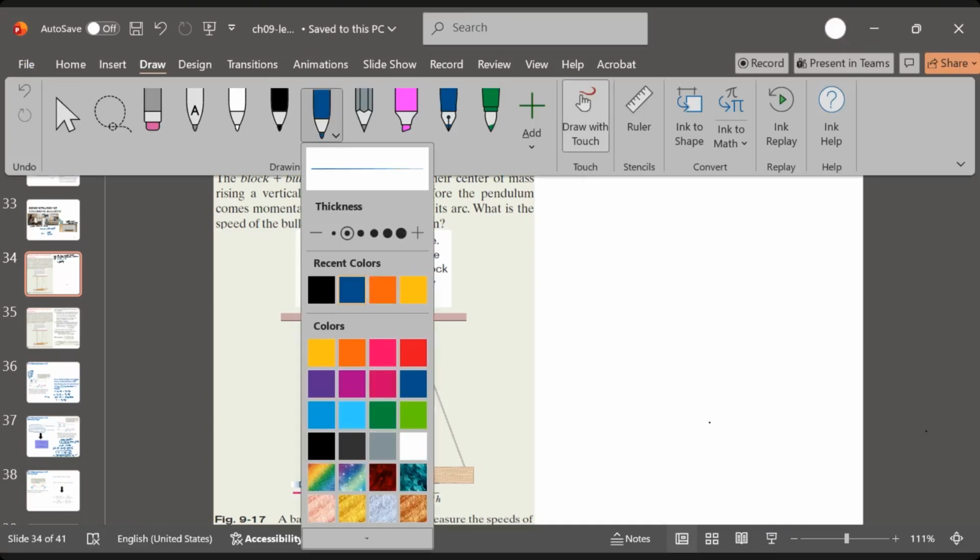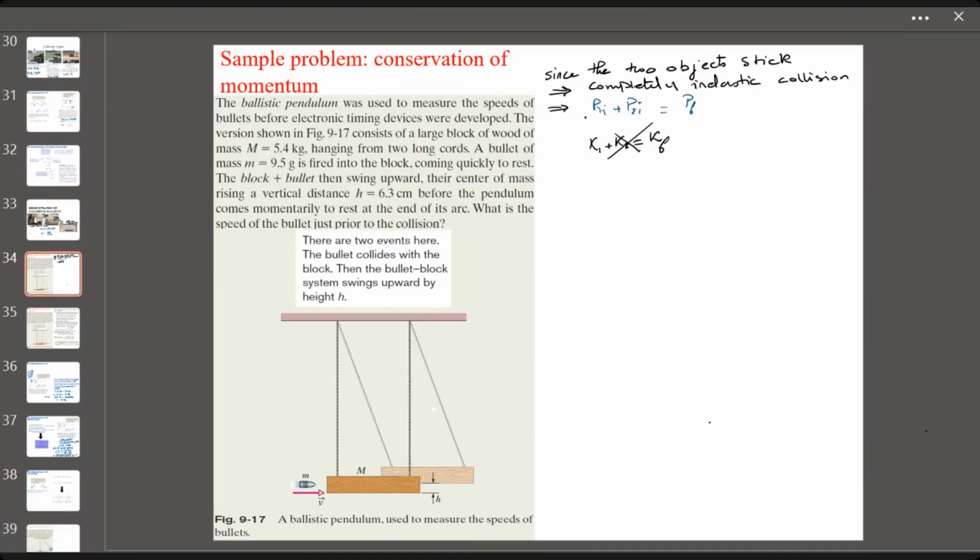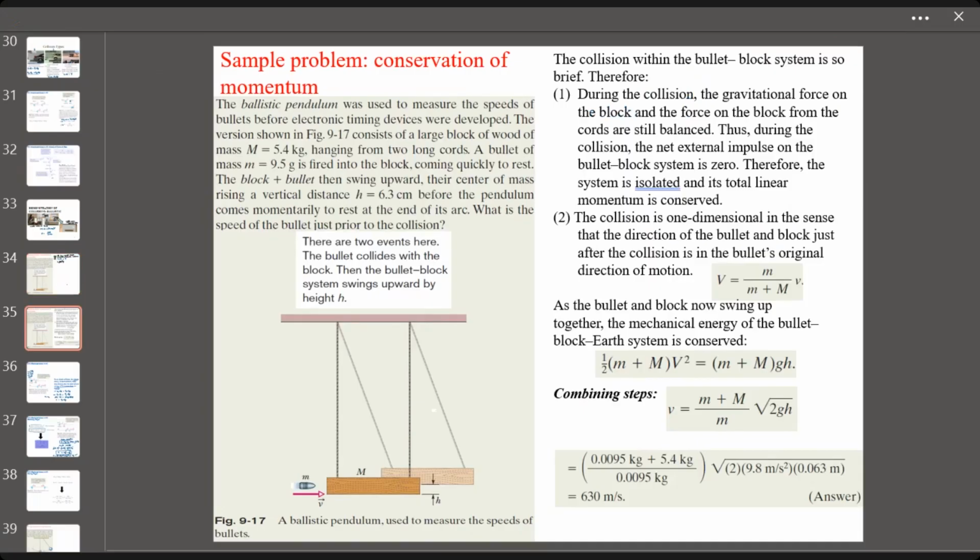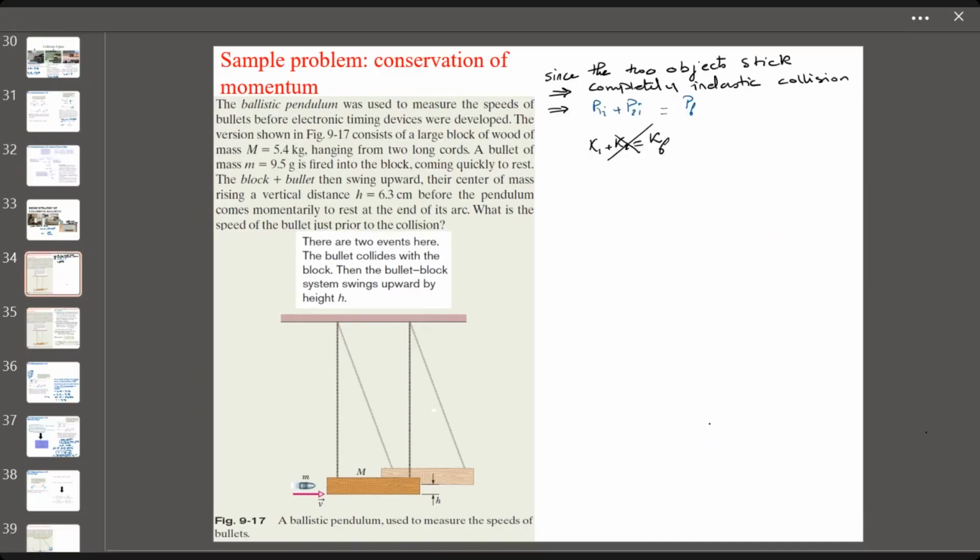I'm going to check my formulas for the linear momentum. So what do we have in the question? We have a ballistic pendulum used to measure the speeds of bullets before electronic timing devices were developed. So this device, the ballistic pendulum, we use it to measure the speeds of bullets. How do we do that? So we have a large block of wood of mass 5.4 kilograms. Here it is, hanging from two long cords, a bullet of mass 9.5 grams is fired into the block, coming quickly to rest.